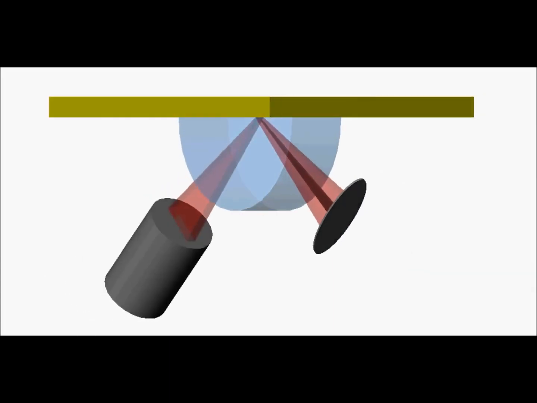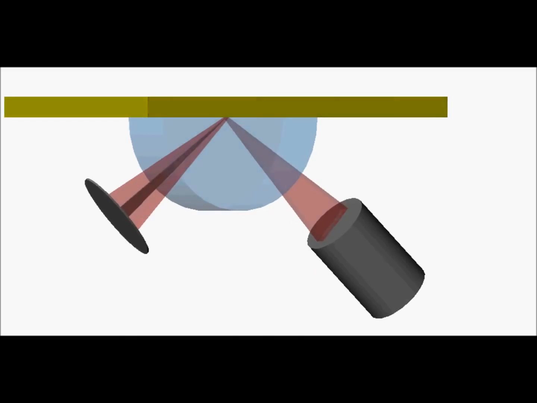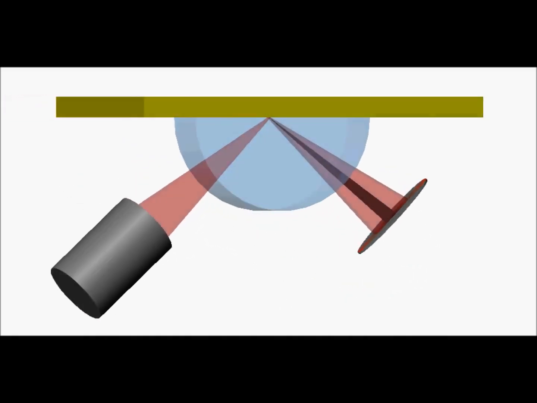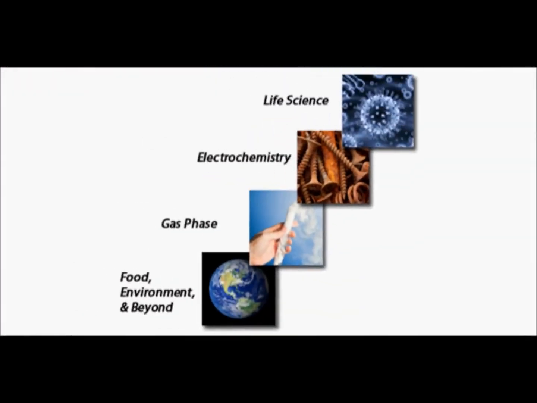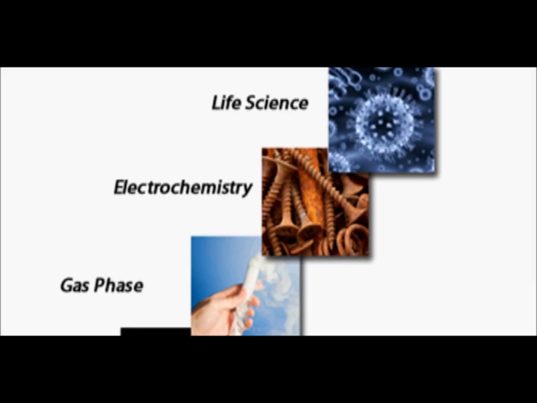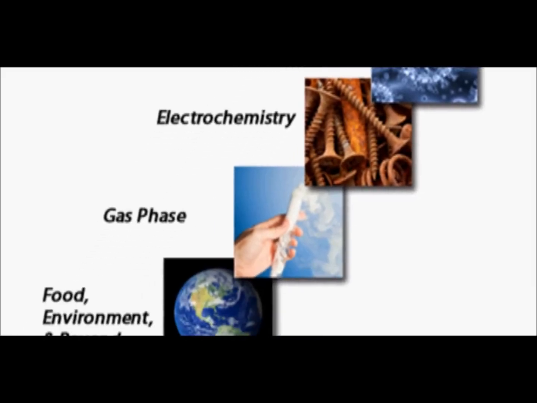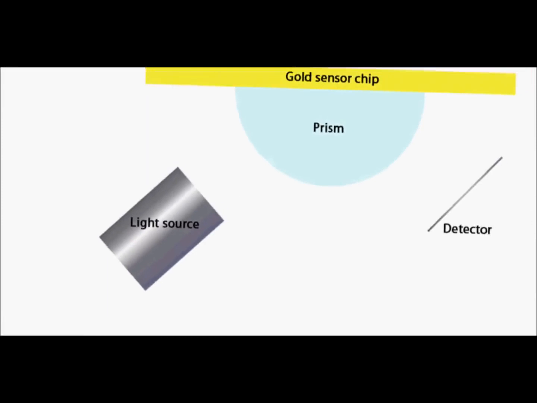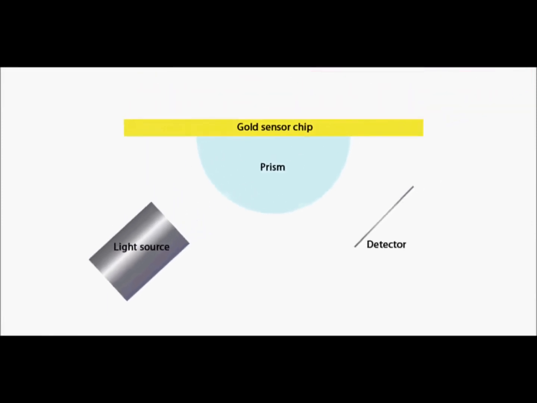Surface Plasmon Resonance, or SPR, has emerged as a powerful optical detection technique for studying label-free biomolecular interactions in real time within a variety of diverse applications, such as life science, electrochemistry, chemical vapor detection, food and environmental safety, and beyond. Due to its simplicity, nearly every commercially available SPR instrument uses a detection scheme called the Kretschmann configuration.